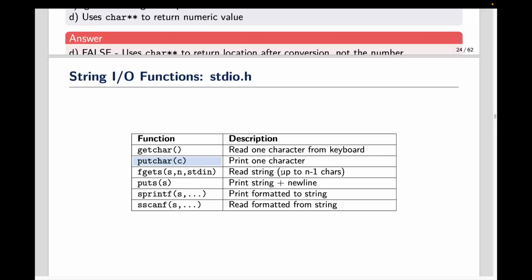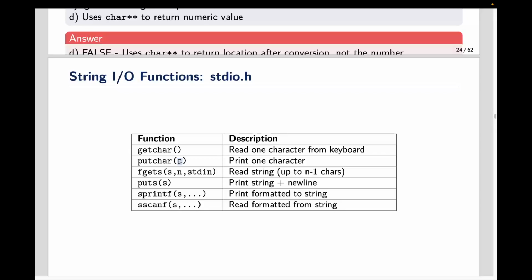Now this is printing one character only, and this takes the character as a parameter. In this function, you're not going to put an array or something like that. You're just going to put maybe one array value over there, one array location. Then it can be printed if it's a character array, or otherwise just a simple character.